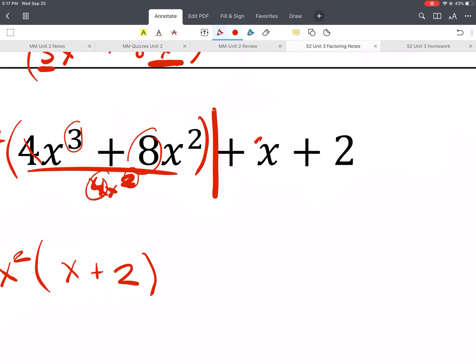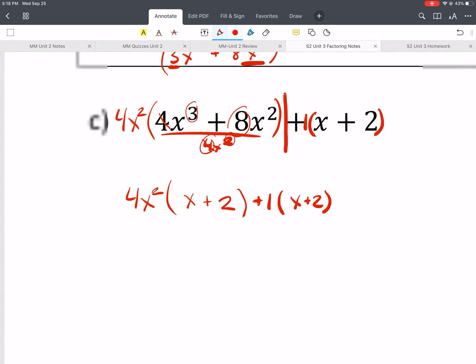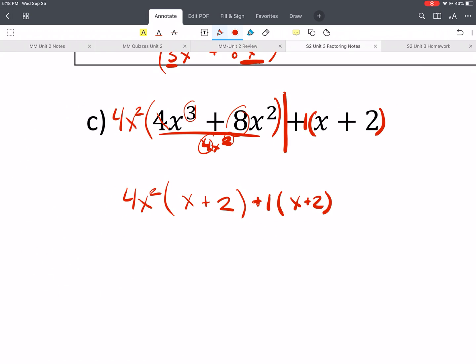But you can always factor out a 1. Sometimes that makes it, or at least it looks better when we do these things. So plus 1, and then we'd have our x plus 2. Okay, so now we're doing the same sort of thing. We take out the parenthesis, x plus 2, and then everything else would go inside.